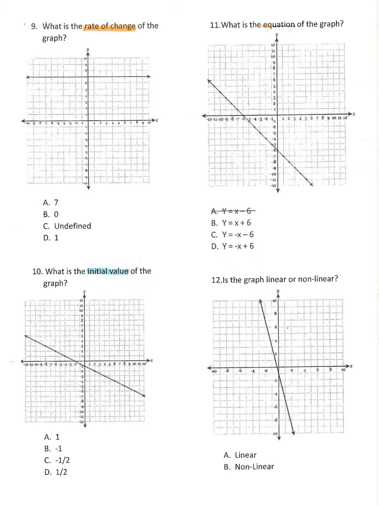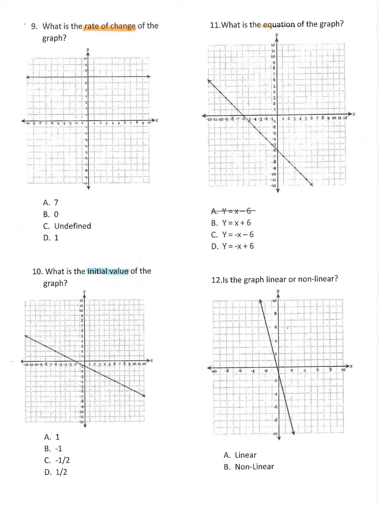Number 9, what is the rate of change of the graph? A, 7, B, 0, C, undefined, or D, 1. Number 10, what is the initial value of the graph? A, 1, B, -1, C, -1/2, or D, 1/2.